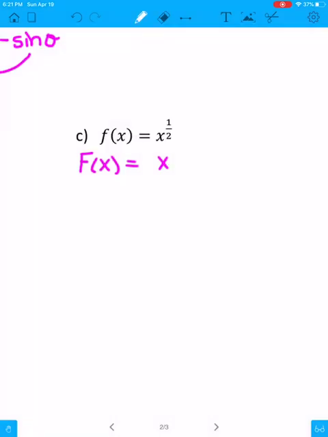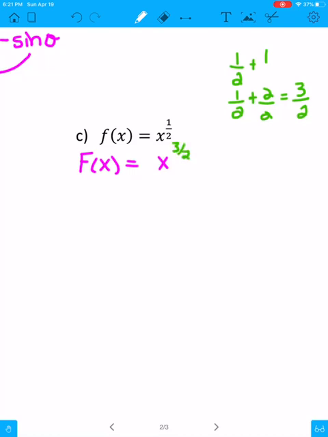I said we increase the exponent by 1. So we decreased it to do the derivative. To do the antiderivative, we're going to add 1 to it. So if I go a half plus 1, that's the same as saying a half plus 2 over 2, right? Because we need to have a common base in order to add fractions. So that's 3 over 2. So if I add 1 to a half, I get 3 over 2. So I'm going to now get an exponent of 3 over 2.